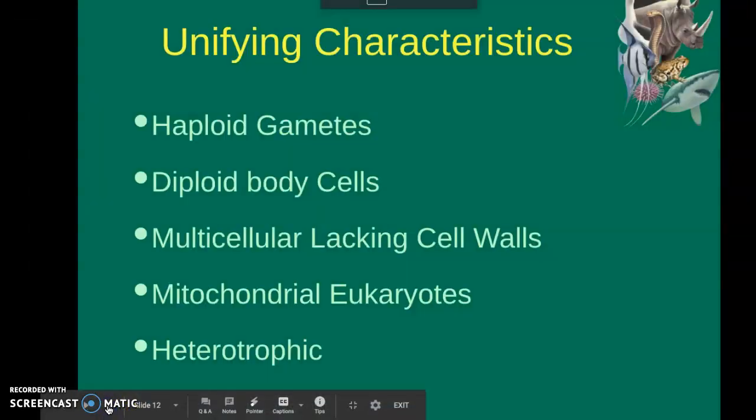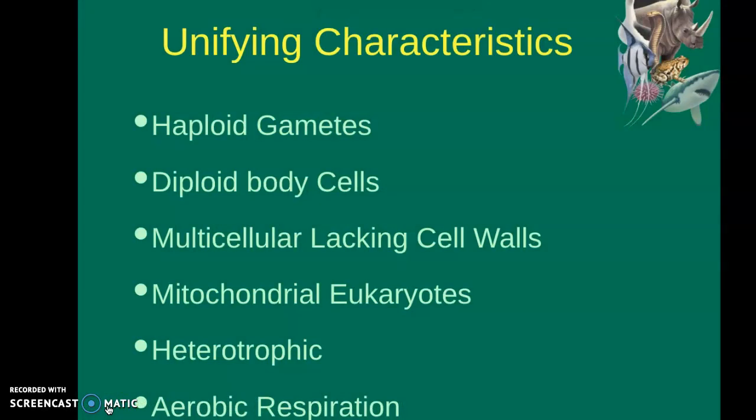Okay, so some things that we see for all animals. Number one is we have haploid gametes. Haploid and diploid are terms we went over in biology. Normally, a normal cell for humans has 46 chromosomes. You have 23 pairs. One of those came from your mother, one from your father. So we have 2 copies of 23 chromosomes.